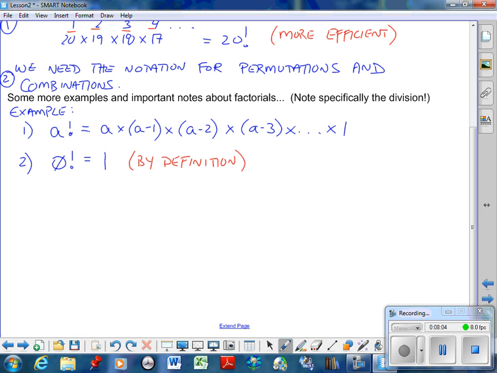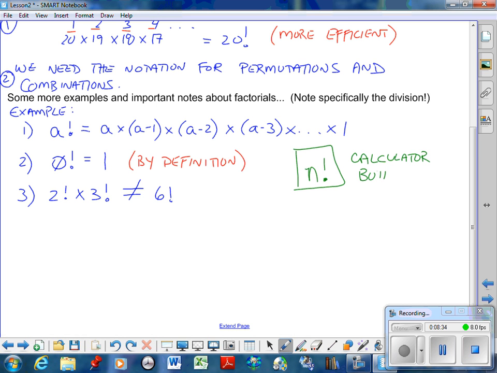When you multiply factorials, so for example, 2 factorial times 3 factorial, it's not equal to 6 factorial. So those rules don't exist. There's no shortcuts with it. Okay, so please don't do that. On your calculator, if you have the right calculator for this course, the factorial button always looks like this, and ends with the factorial notation. So that's our calculator button.